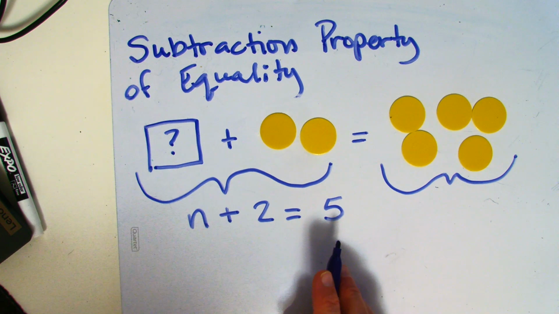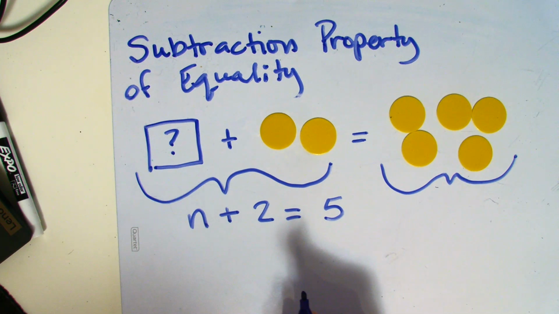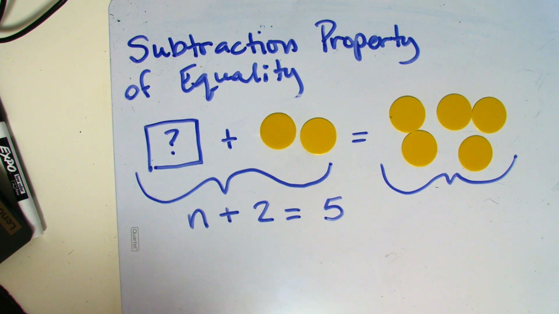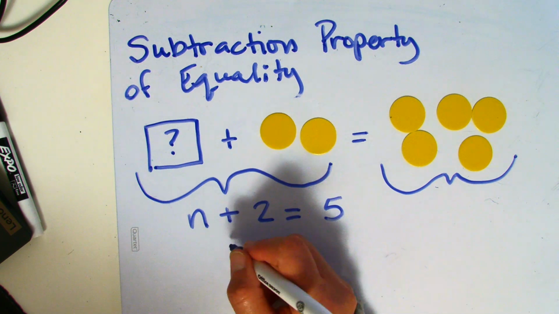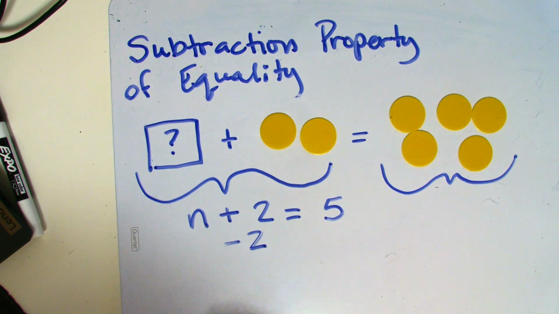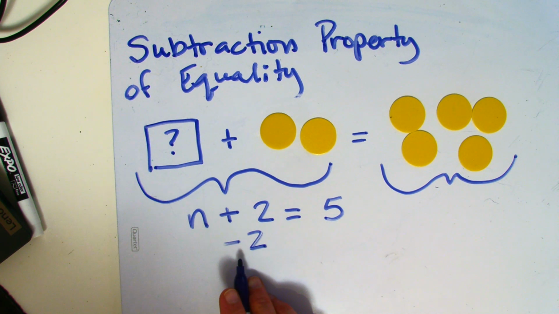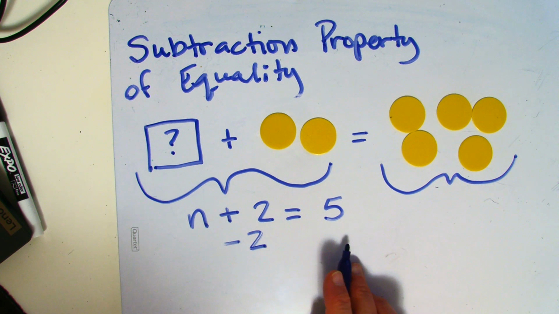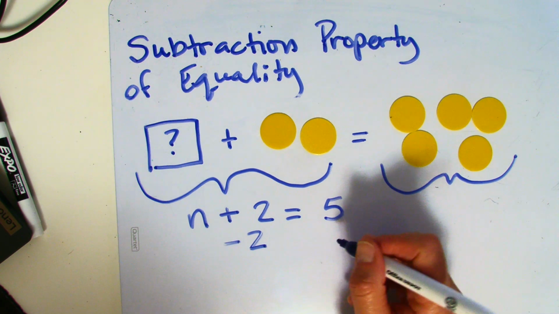Now the subtraction property of equality comes into play when we use subtraction to isolate the variable. That means we're going to have n all by itself on one side of the equal sign, and everything else will be on the other side. So I'm going to do that by subtracting 2. Now when I subtract 2 on one side, I need to also subtract 2 on the other side of the equal sign.